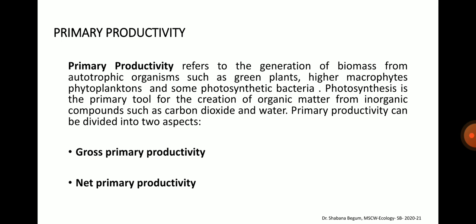One can define primary productivity as the rate at which radiant energy is stored by photosynthetic and chemosynthetic activity of producers. As I just told you, the producers can be the green plants, higher macrophytes, lower forms, phytoplanktons, and some photosynthetic bacteria, right? Again, you can say photosynthesis is the primary tool for the creation of organic matter from inorganic compounds such as carbon dioxide and water. Primary productivity is further divided into gross primary productivity, that is GPP, and net primary productivity, that is NPP.